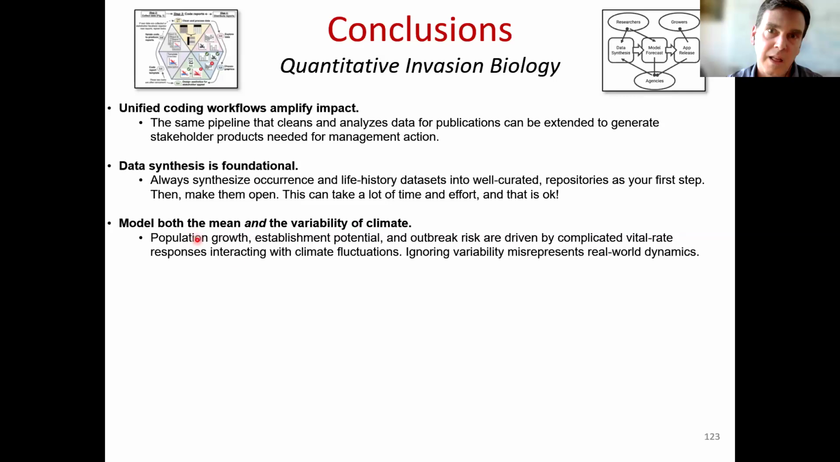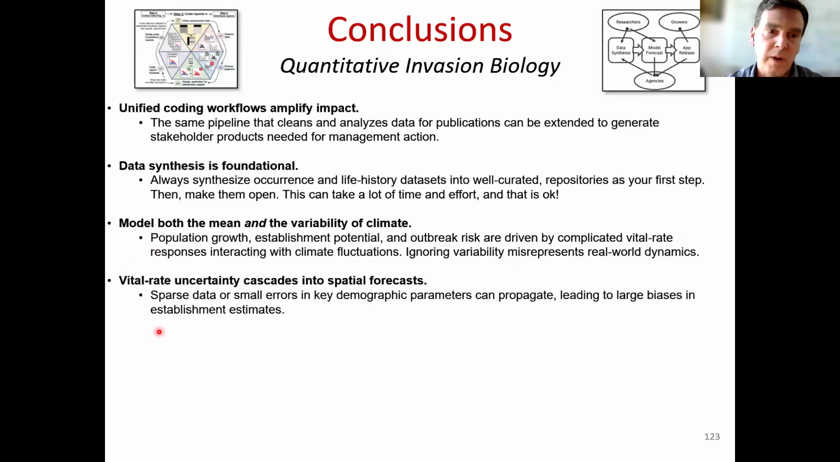And then when you're thinking about climatic changes, you want to model both the mean and the variability of climate. That's because population growth, establishment potential, and outbreak risk are driven by these complicated vital rate interactions with climate fluctuations. And ignoring that variability is going to misrepresent the real world dynamics that your stakeholders will see. And then vital rate uncertainty cascades into spatial forecasts. So if you have sparse data when you're trying to build a population dynamic model, small errors in those demographic parameters that are key to the species can lead to really large biases.